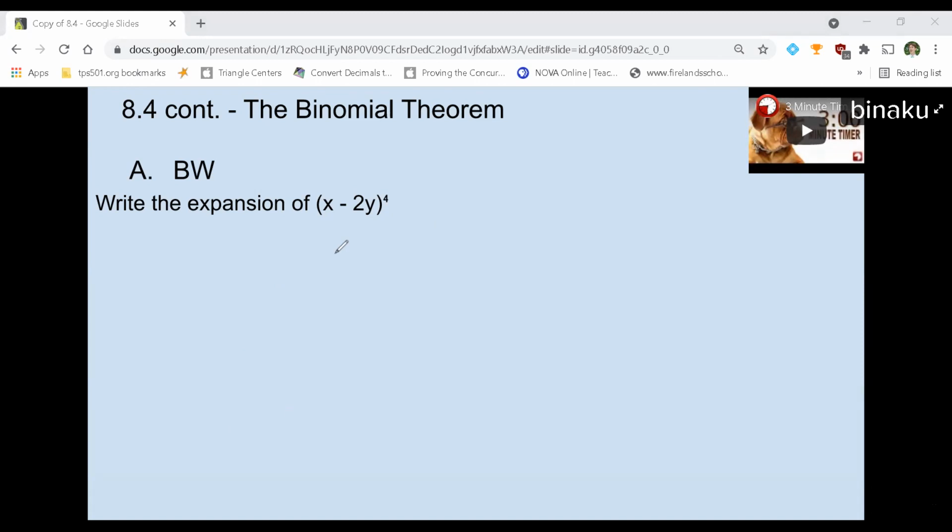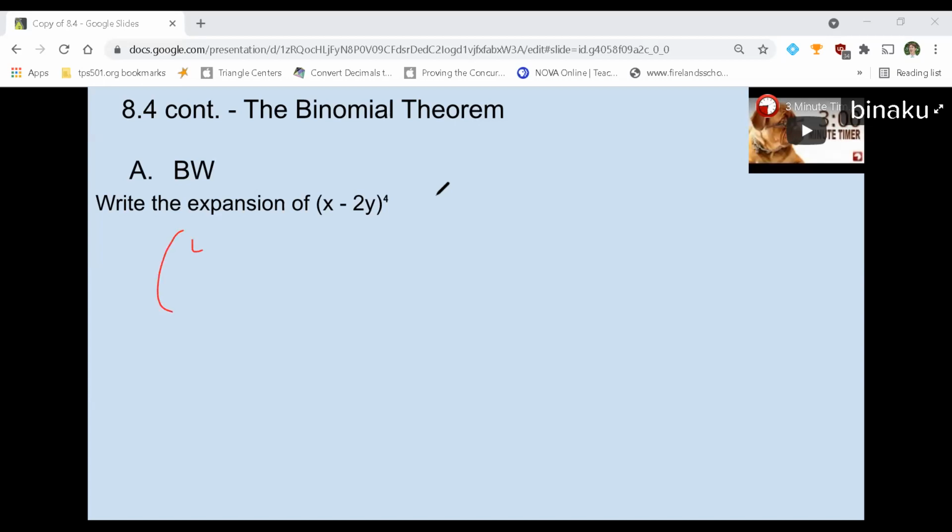There are 2 ways you could do this problem. You could use Pascal's triangle. I'm going to do this with the new method we learned yesterday. So you could expand this by doing the following trick.